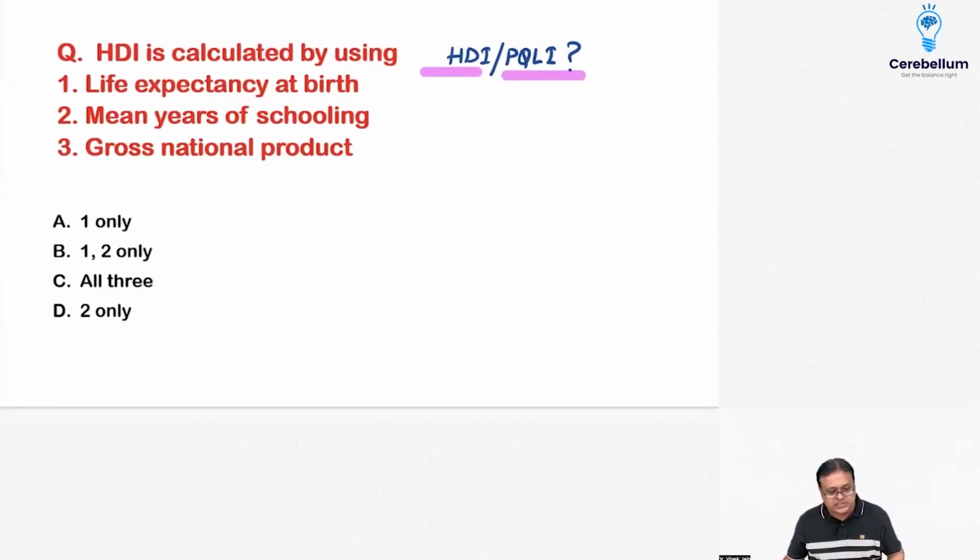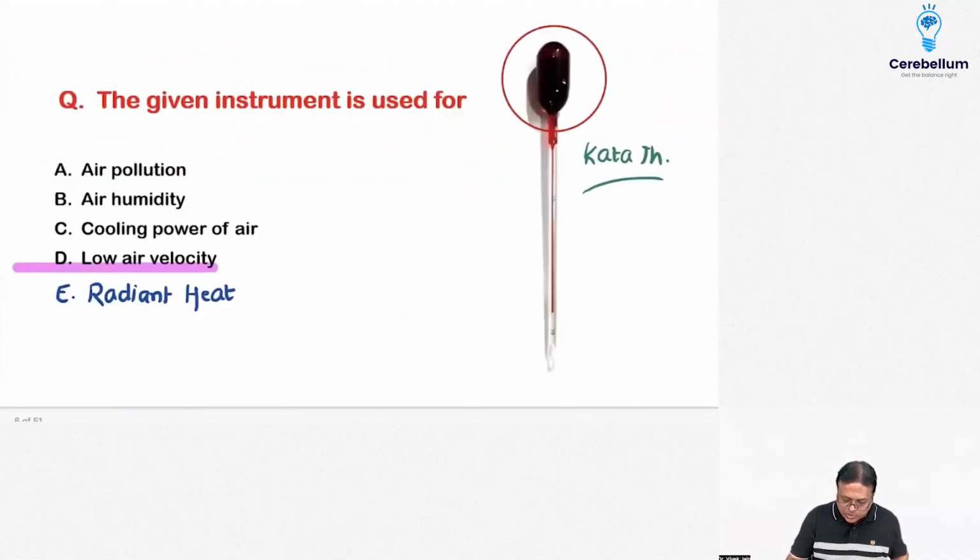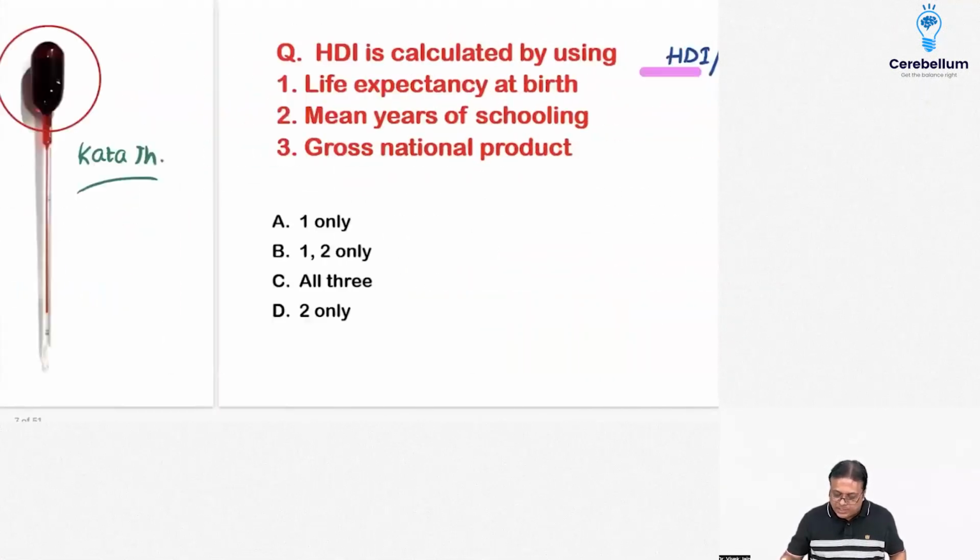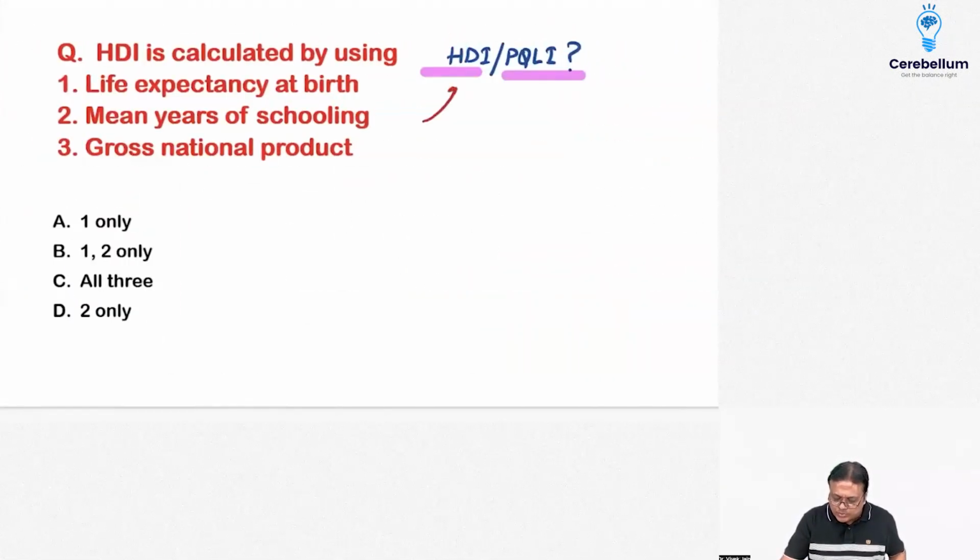In one, they asked if low air velocity was not in the option, then the older answer is cooling power of air. If low air velocity was not in the question, then you will go for the older answer, which is not used now. That is cooling power of air, right? Okay. Now, HDI, PQLI, both were asked in the paper.